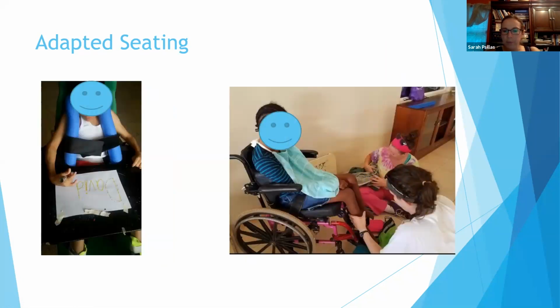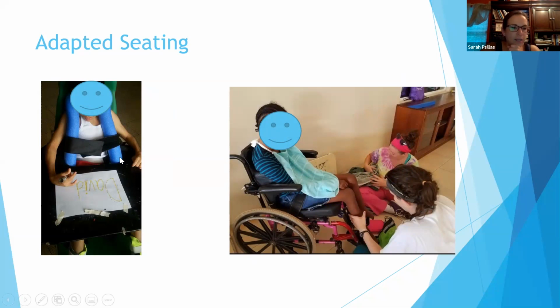So one of my previous students has been going on a therapy trip to Jamaica every year. And so I asked her to send me some pictures of the things that they have been doing. These are some images of some kids and adults she's worked with.